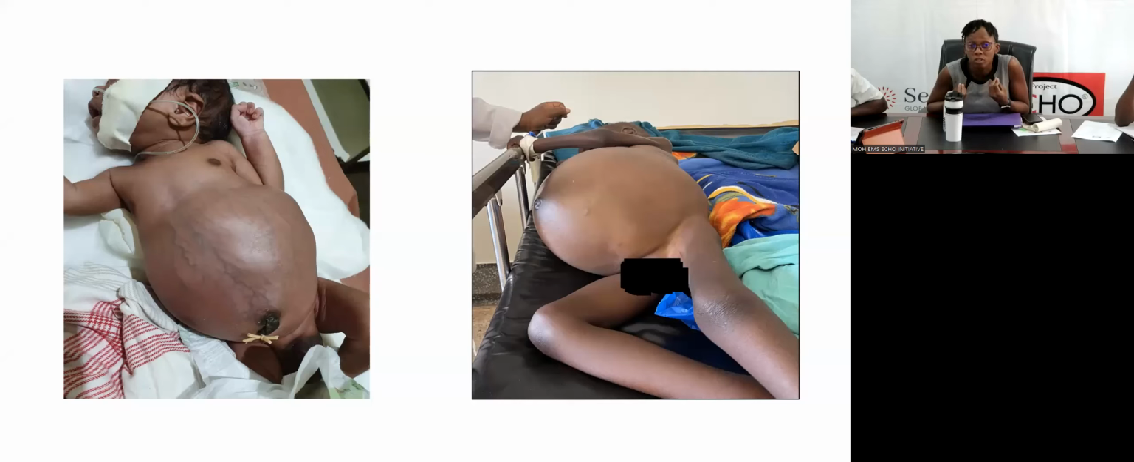Now, children can present to you this way, because we are talking about acute abdomen in children. So what if you get these ones? I know most of us in adults, the first thing that comes to our mind is, I need to tap the fluid. You're going to put in your drain and tap the fluid. Now in children, when you tap these abdomens, you really need to be mindful.